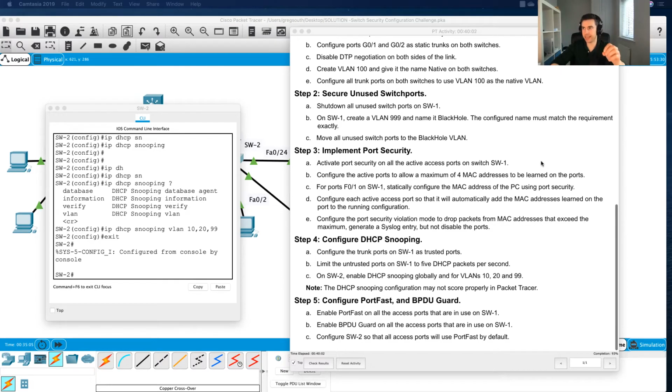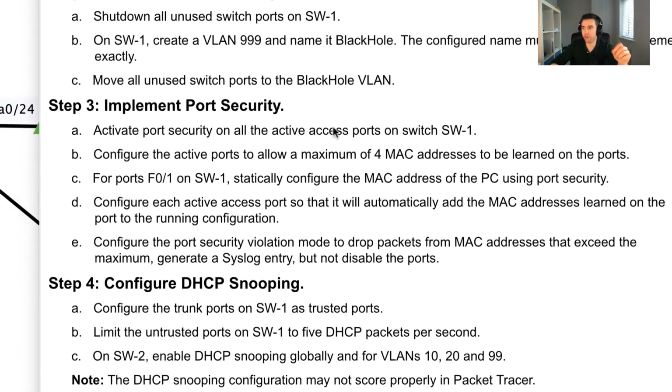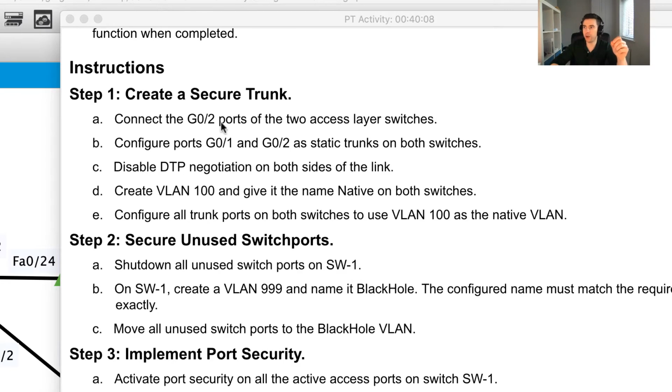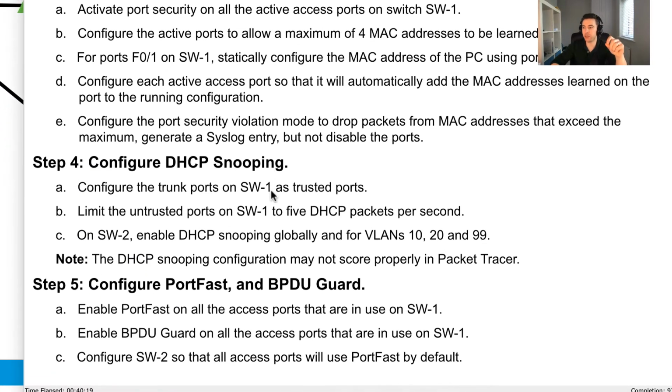Okay, so you'll be glad to hear this is the last part of the Switch Security Configuration Challenge. So we're on part 4. What have we done so far? We've created a secure trunk. We've then secured the unused switch ports. We've implemented port security, and in the last video we configured DHCP snooping. The last part of this, step number 5, is to configure portfast.